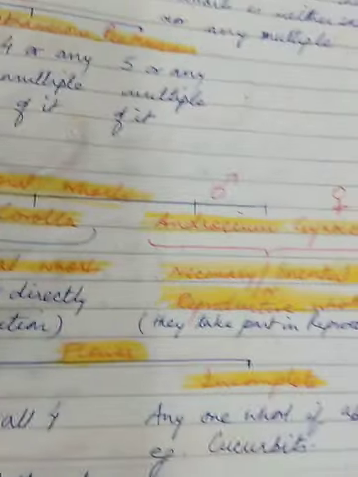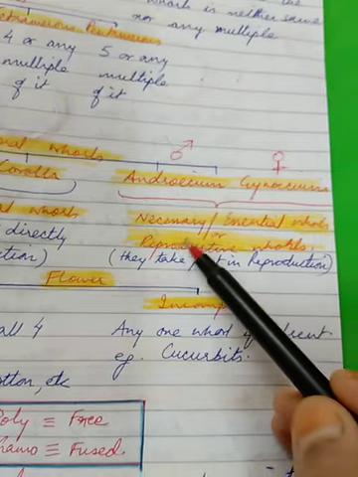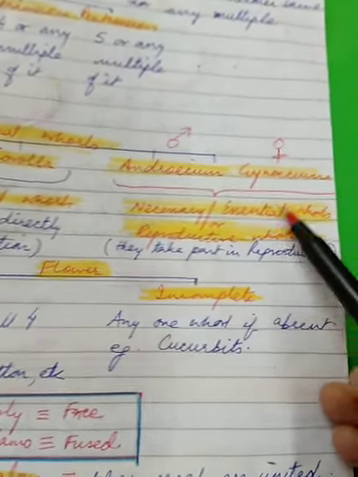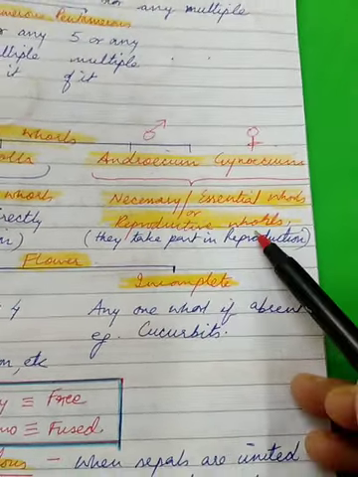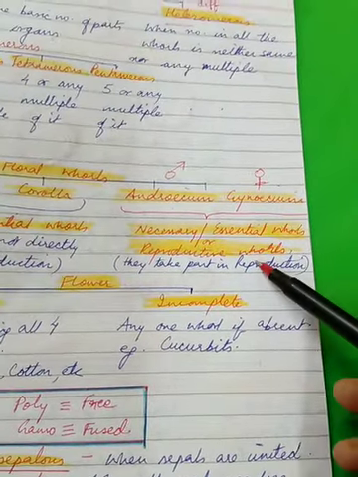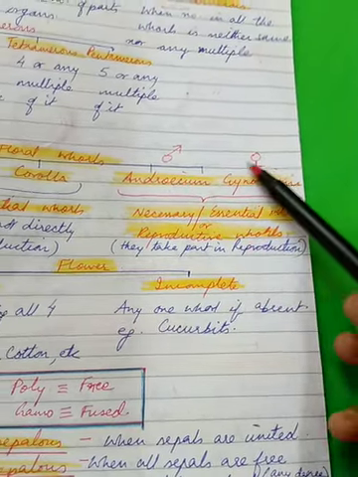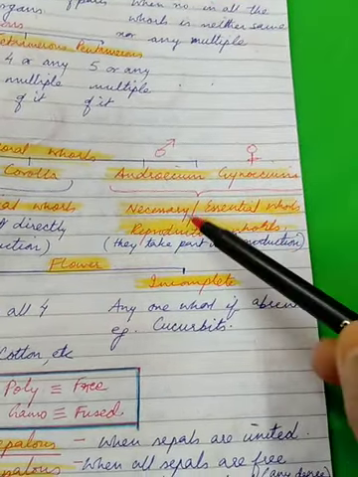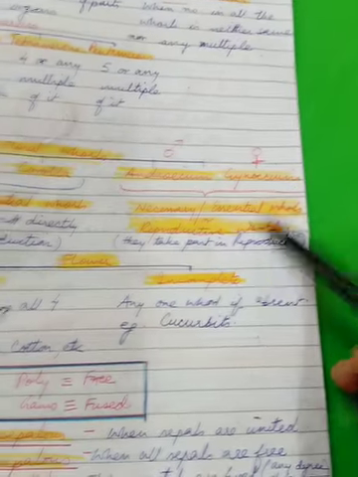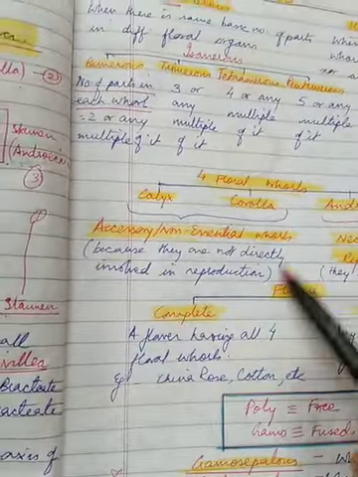So what happens is that these two floral whorls are called necessary or essential or reproductive whorls. Why? Because they are directly taking part in reproduction. Without male and female, no reproduction is possible. So they are the necessary or essential whorls. Here, these two are not directly involved but indirectly.